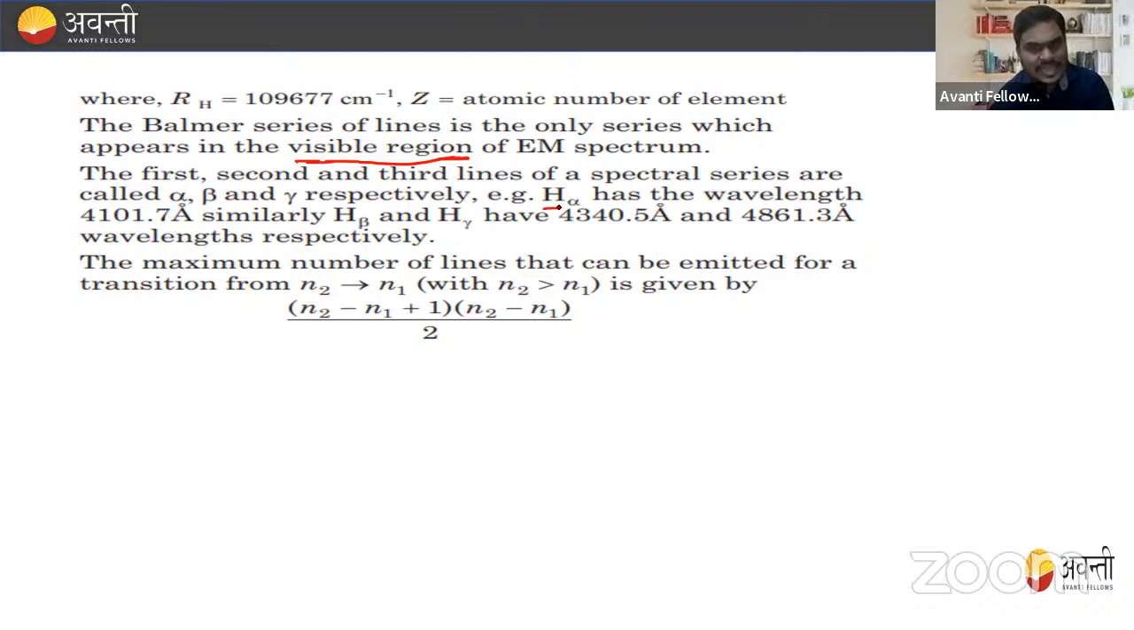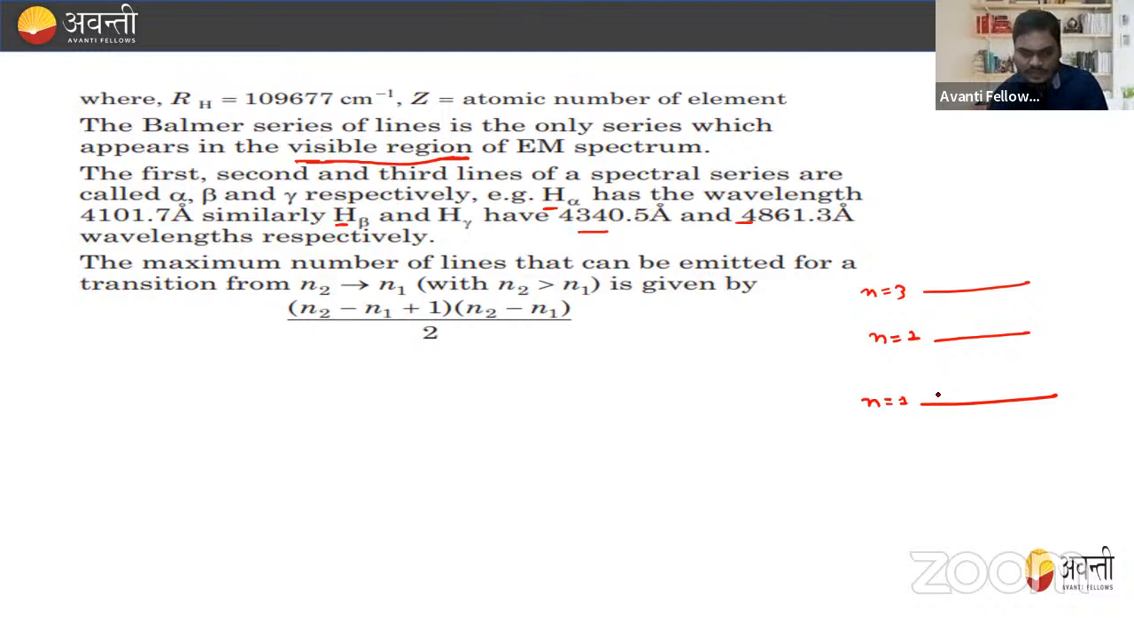For example, H alpha has the wavelength of 4107 Angstrom. Similarly, H beta and H gamma have their respective wavelengths, right? So what are H alpha, H beta, and H gamma? For example, if electrons are present at n equal to 1, this is n equal to 2, and this is n equal to 3. The first, second, and third lines of the spectral series are called alpha, beta, and gamma.